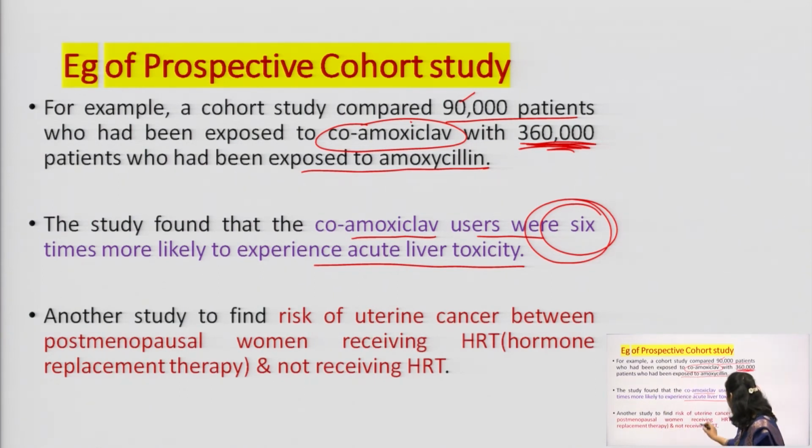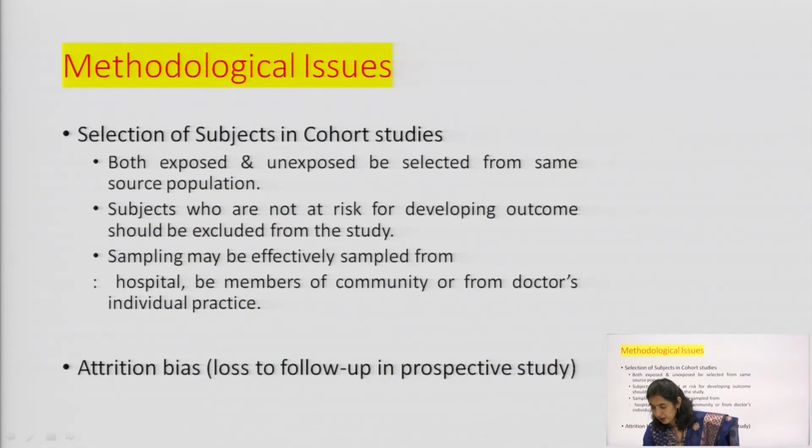Another study was to find the risk of uterine cancer between postmenopausal women receiving hormonal replacement therapy and not receiving hormonal replacement therapy, and it was found that HRT was associated with uterine cancer.